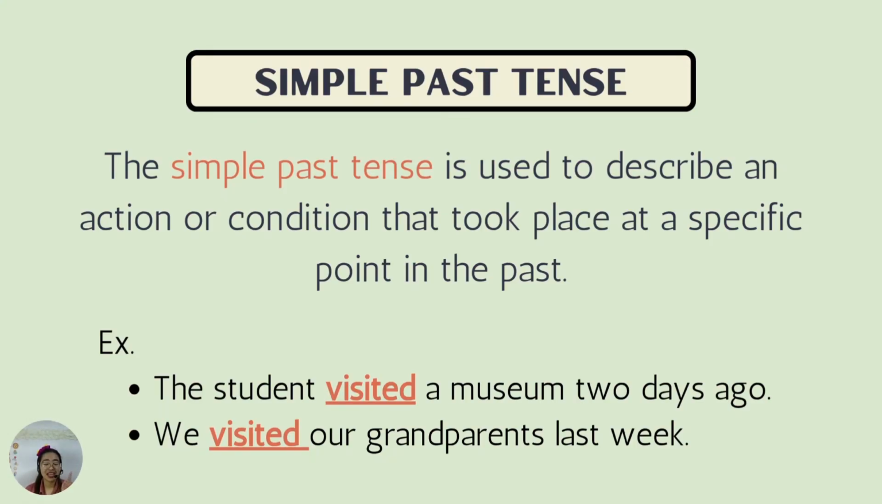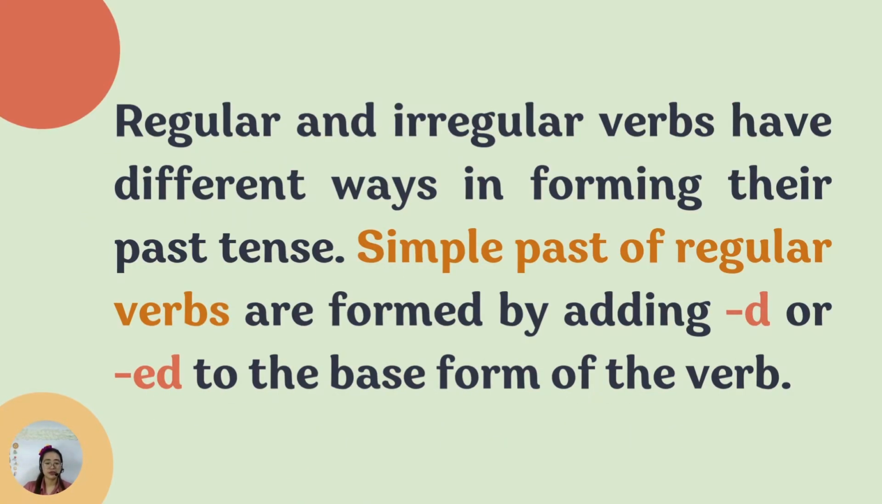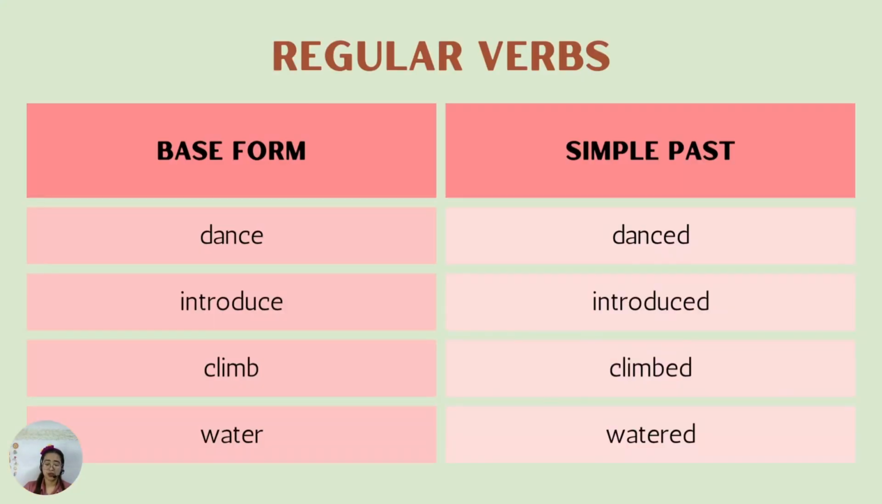We just add ed because that is again a regular verb. We visited our grandparents last week. Last week is past time already. Regular and irregular verbs have different ways of forming their past tense. Simple past of regular verbs is formed by adding d or ed to the base form of the verb. That's what we discussed earlier.